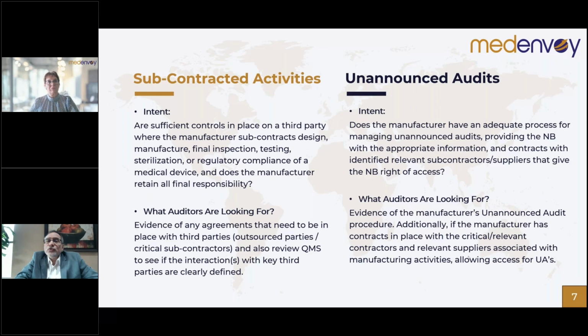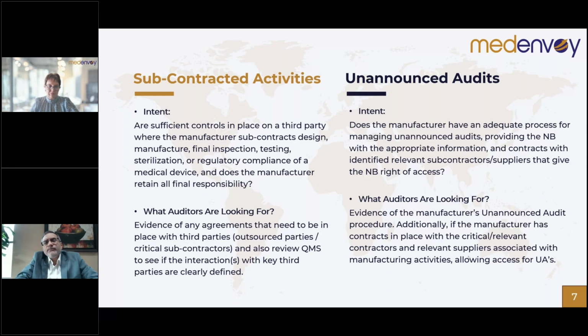Subsequently, we look into the unannounced audit aspects. Unannounced audit is not a new requirement anymore. It has been in place for at least 10 years now. So the intent is: how does your management system include the possibility of having an unannounced audit? Does your QMS have a procedure, either dedicated or embedded in an existing procedure, where you identify that you have understood the requirements of unannounced audit, and does your procedure cover that?